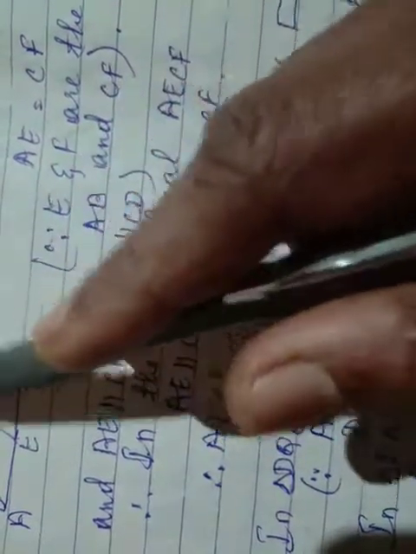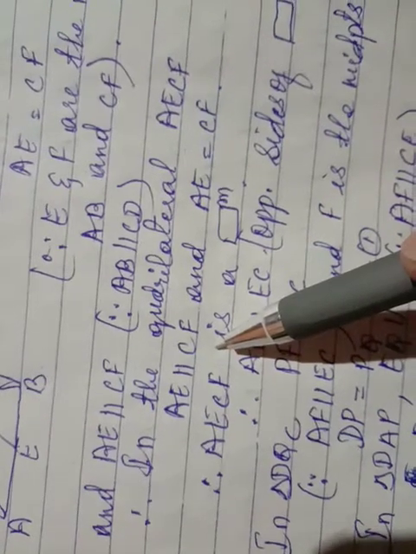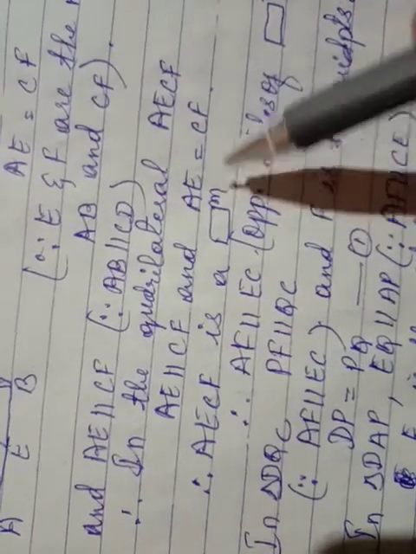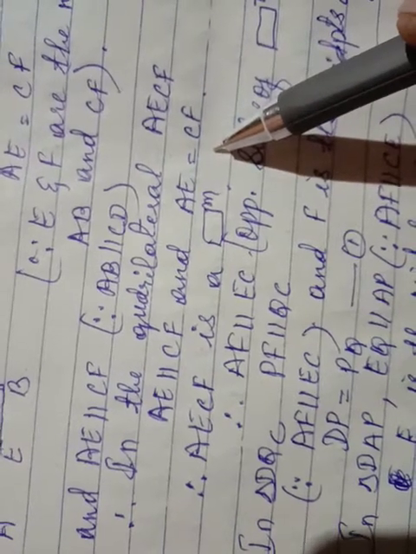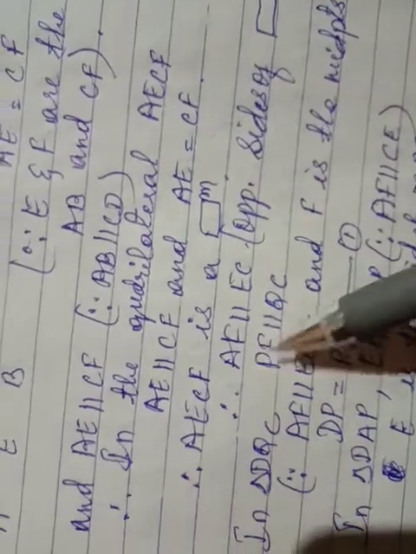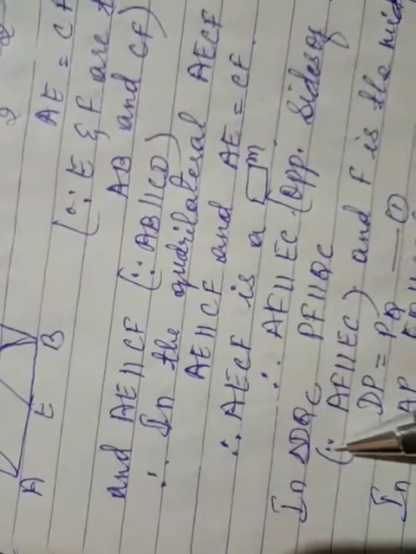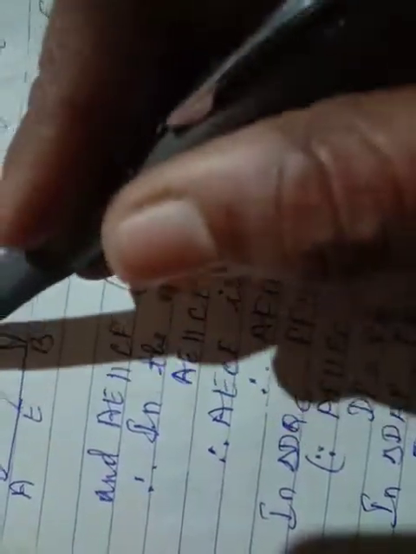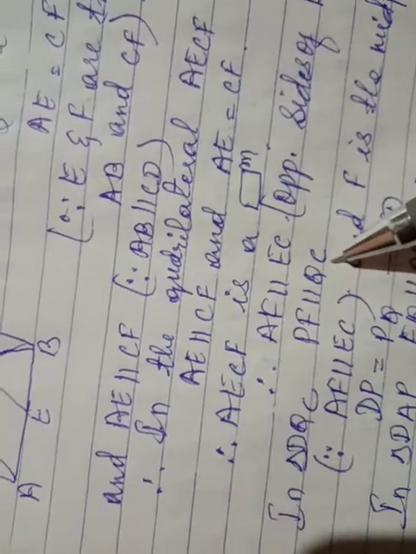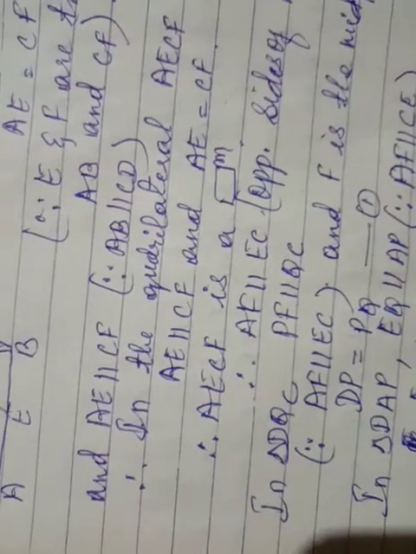In the quadrilateral AECF, AE parallel to CF and AE is equal to CF. Therefore, AECF is a parallelogram. Therefore, AF parallel to EC, opposite sides of parallelogram. In triangle DQC, PF parallel to QC. Yes or no? PF parallel to QC.